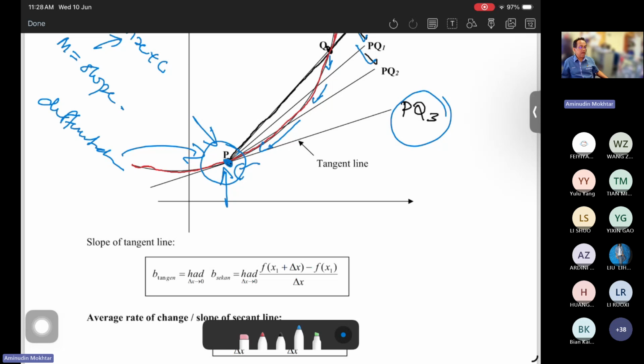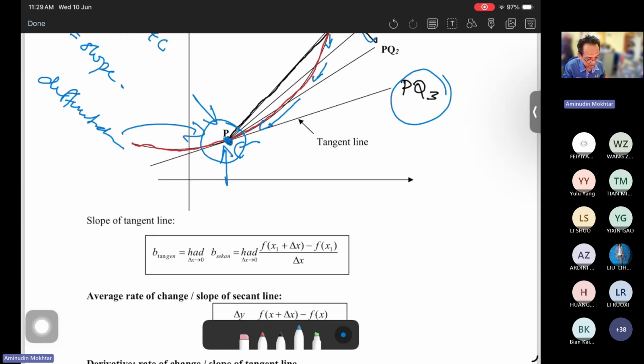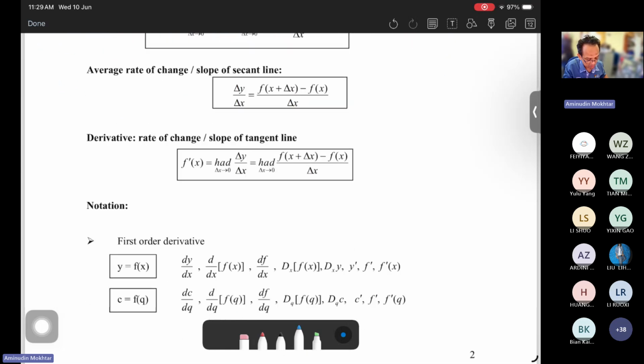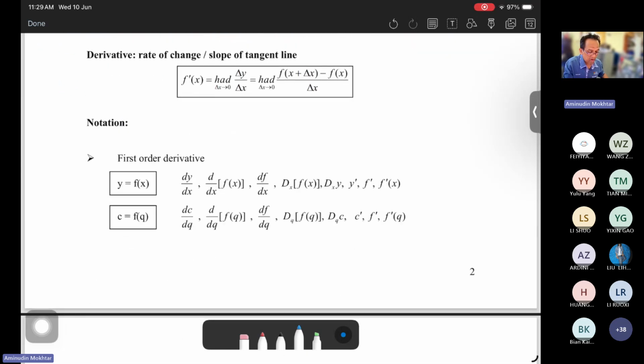In other words, we can use the first derivative. The slope of the tangent line is also something we can obtain by using the concept of derivative or the concept of differentiation. Okay, there are a few types of derivative. How to find the derivative, I will show you later. We can use the first order of derivative.